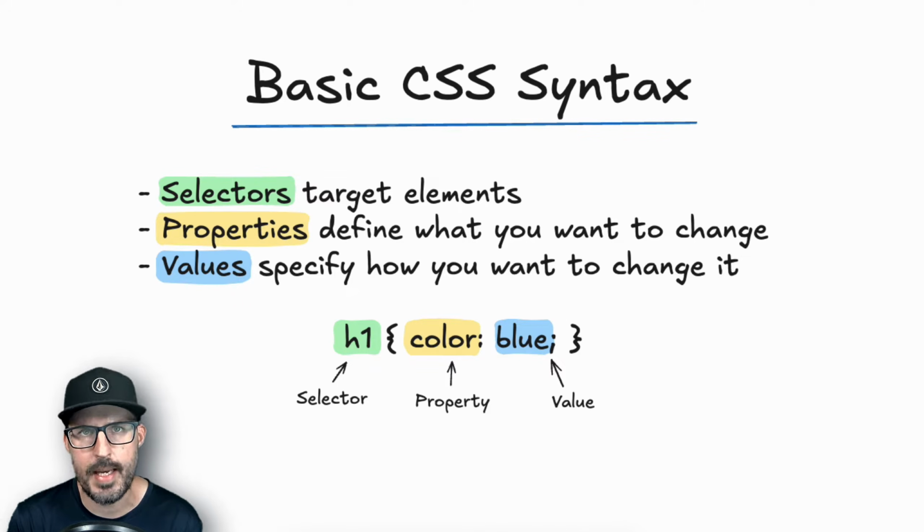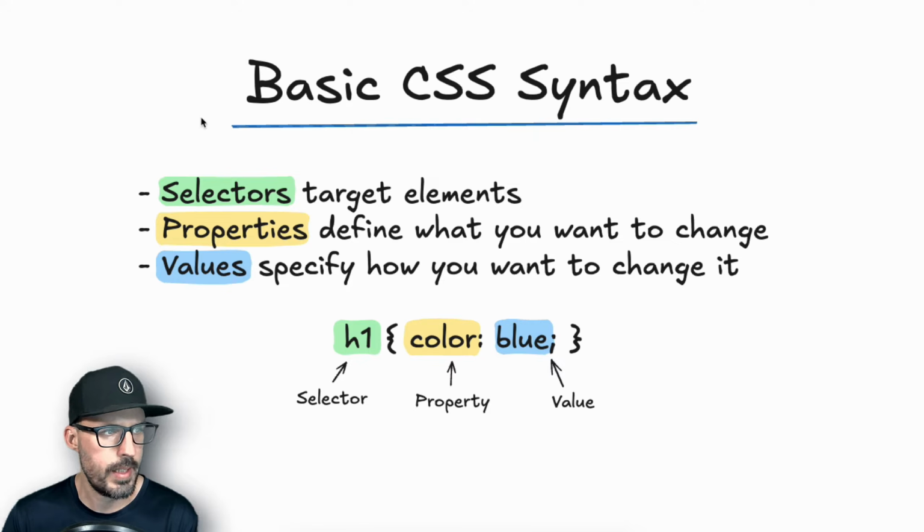So all of CSS is going to take this form, which is essentially a selector combined with some properties and some values. So if we take a look at our screen here, selectors are the things that we use to target elements, and we can target them in a variety of different ways. Properties are going to define what it is that you want to change. So in this example, we have the property color, which is going to set the text color of a certain element. And then we have our values, and this is going to specify how you want to change that property. In this case, we're setting color, so it's going to set whatever color that we specify as our value.